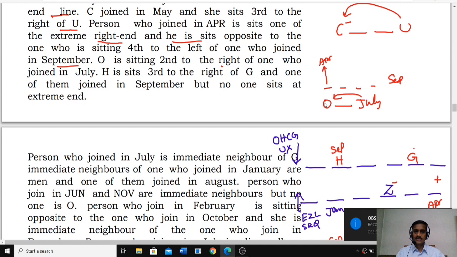H is seated third to the right of G and one of them joined in the month of September, but no one is seated at the extreme ends, isn't it? And next one. H sits third to the right of G, one of them joined in September, but no one is at the extreme end. The person who joined in July is an immediate neighbor of G.